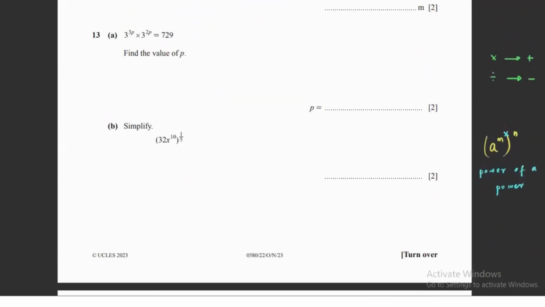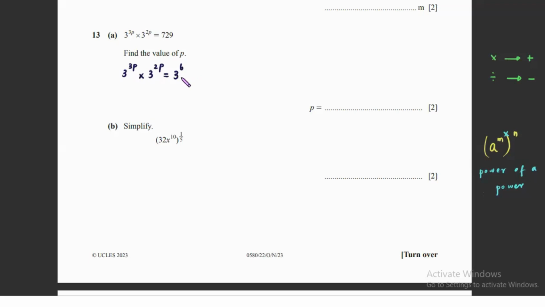In question 13, you're supposed to find the value of P for question 13A. So to find what P is, I'm going to write 729 also with a base of 3. So then I can write it as 3 times 3 to the power 3P times 3 to the power 2P, which is equal to 729. This 729, I can write it as 3 to the power 6.